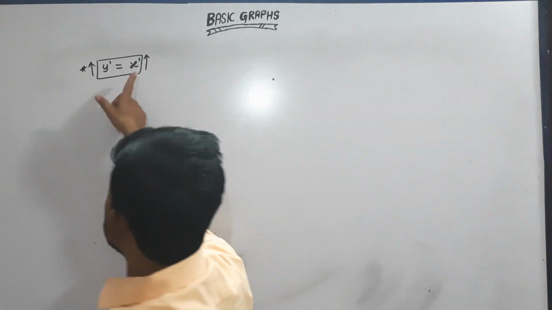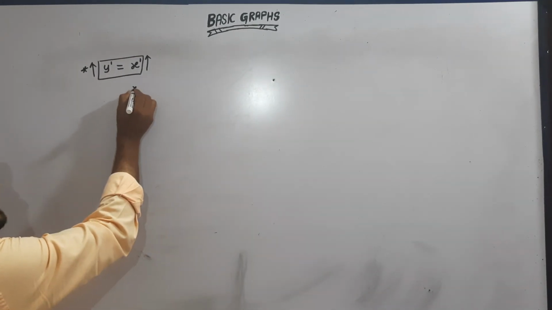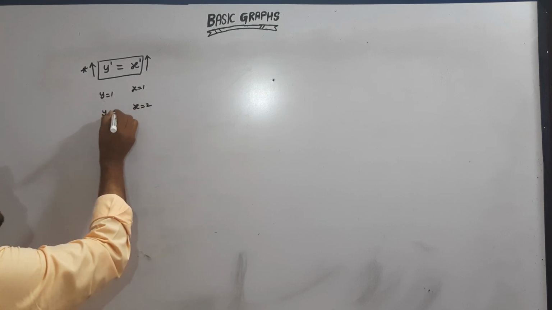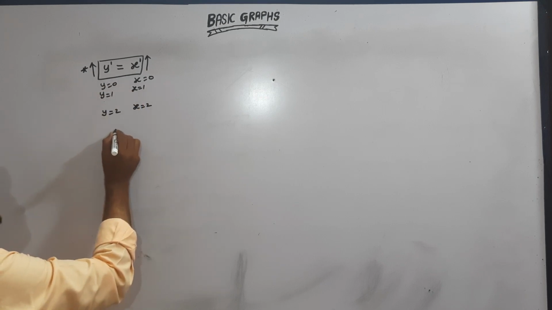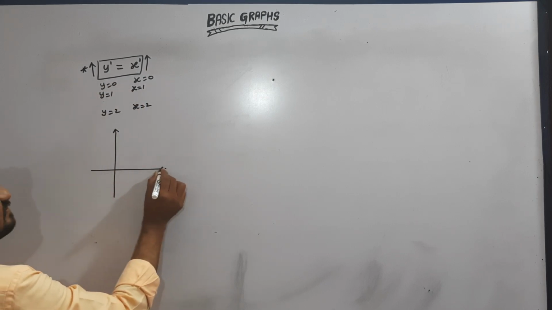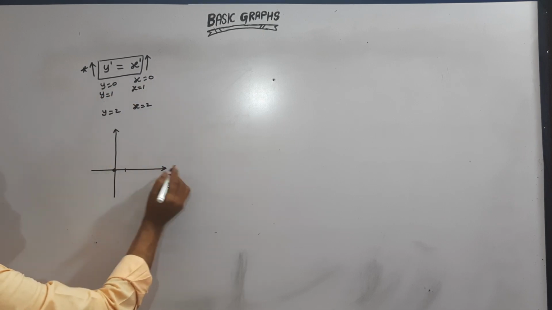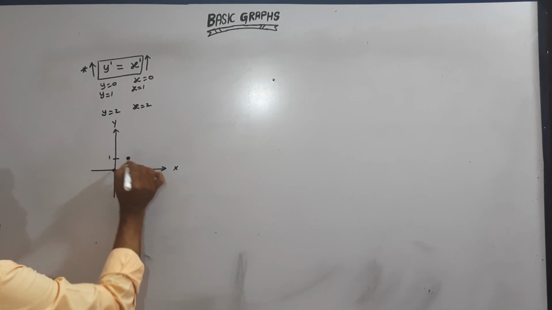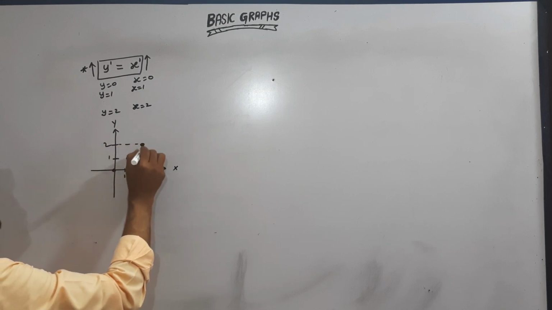Here the relation between two quantities is y equal x. If x equals 1, y is also 1. If x equals 2, y is also 2. If x equals 0, y is also 0. So plot a graph between them. X value 0, y also 0. X value 1, y value 1. X value 2, y value 2.